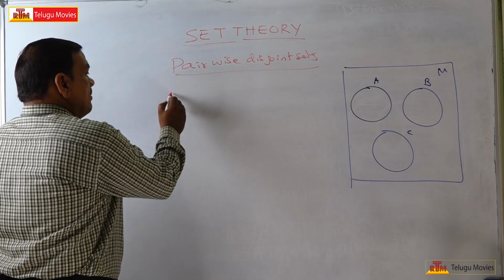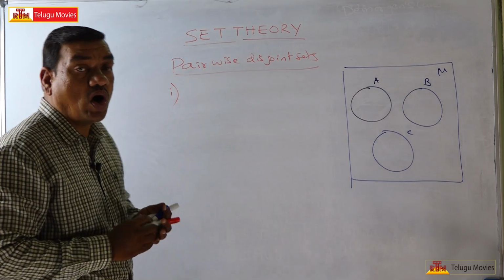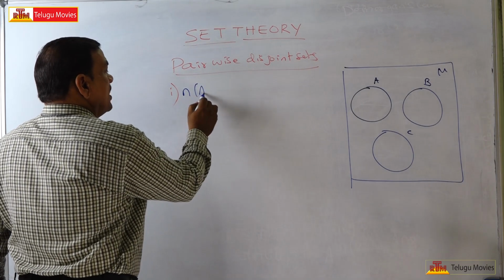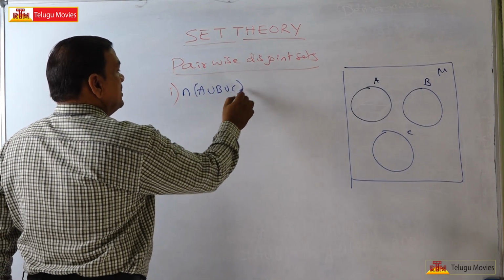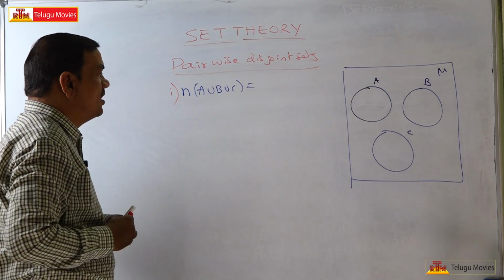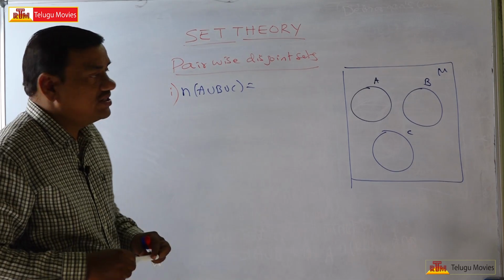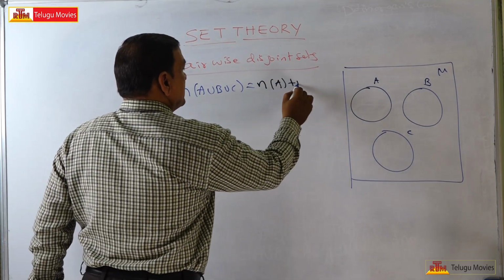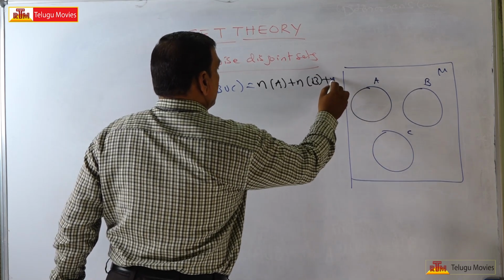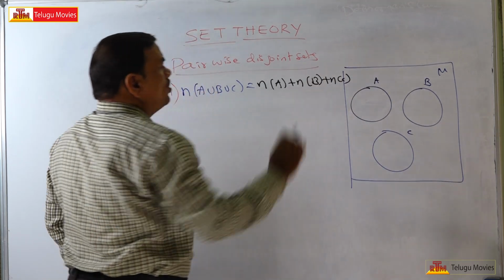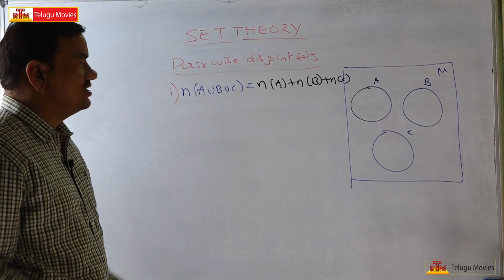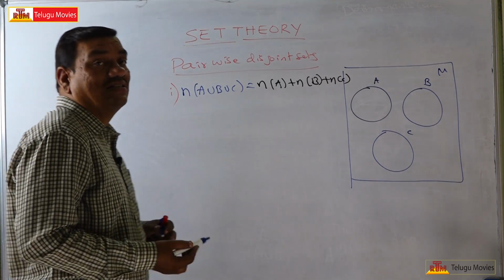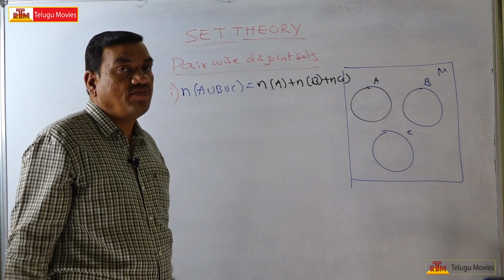But now coming to the formulas related to cardinal numbers. That is, n of A union B union C is equal to how much? Since they are pairwise disjoint, n of A union B union C is nothing but n of A plus n of B plus n of C. There won't be any A intersection B, B intersection C, or A intersection C.